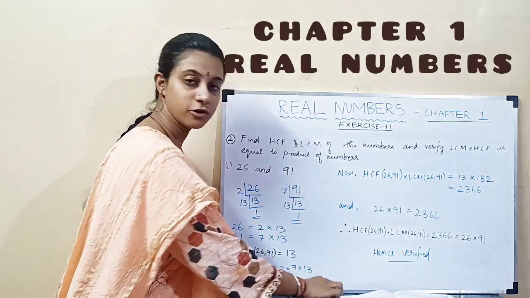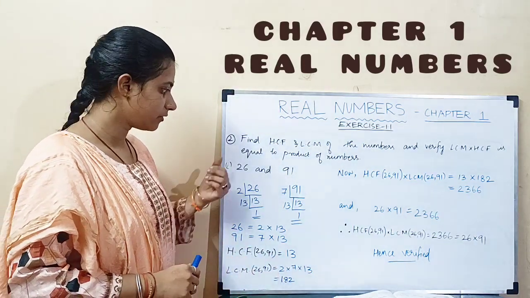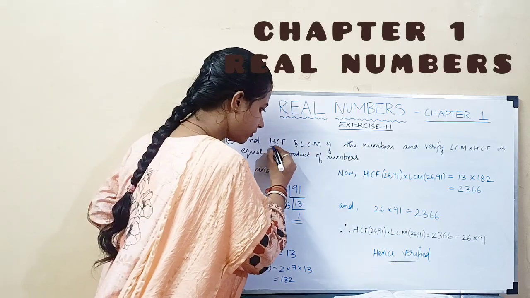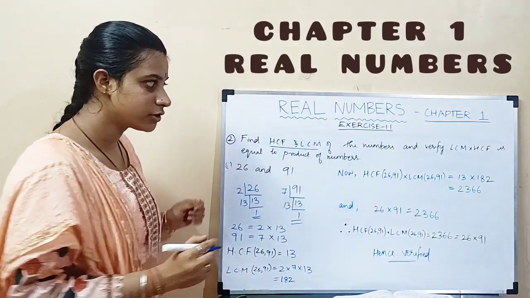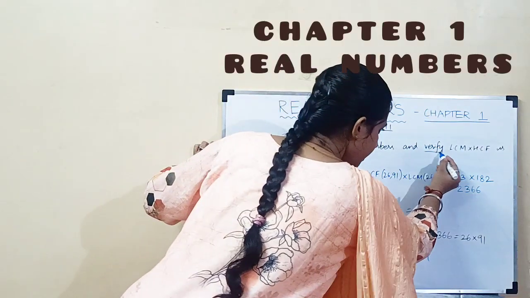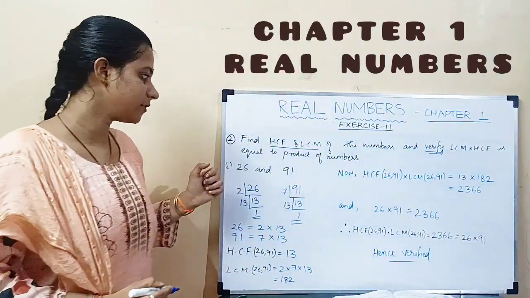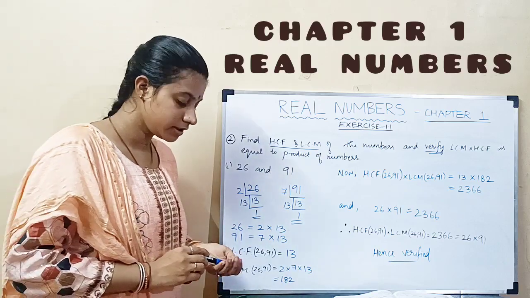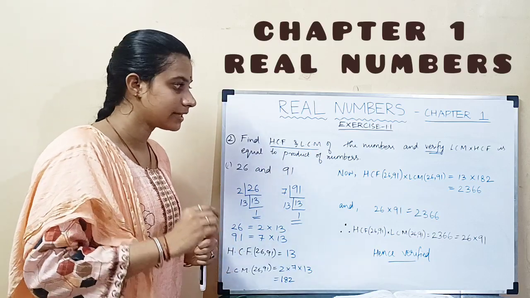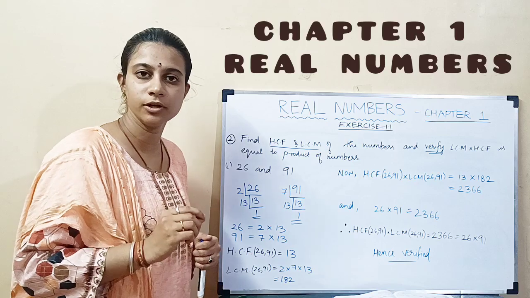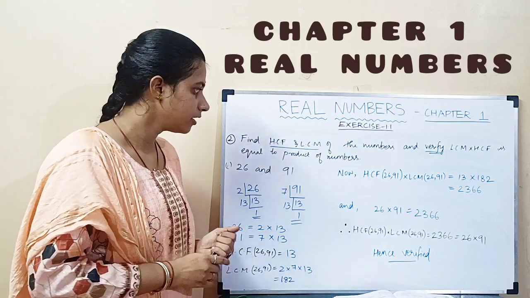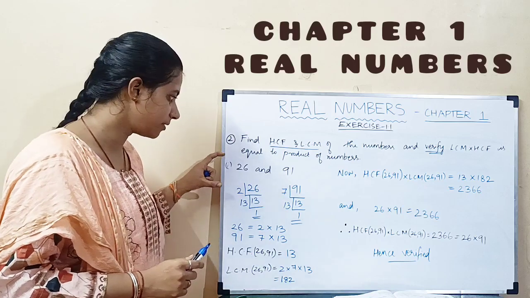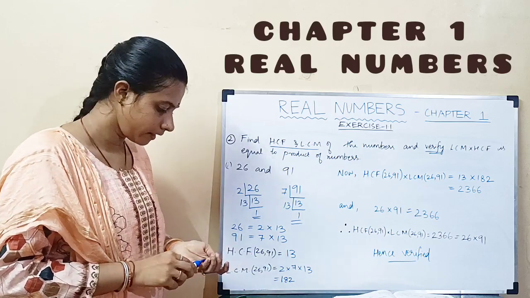Now we are moving on to the second question, which is: find the HCF and LCM of the numbers, and also verify that LCM into HCF is equal to the product of the numbers. This is what we saw in the theory part, that HCF into LCM is equal to the product of the numbers. Now we have to verify this condition for all the subdivisions of the second question.